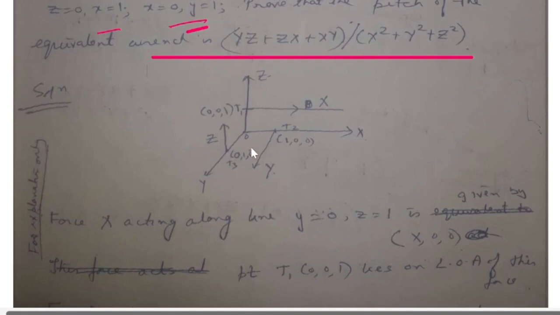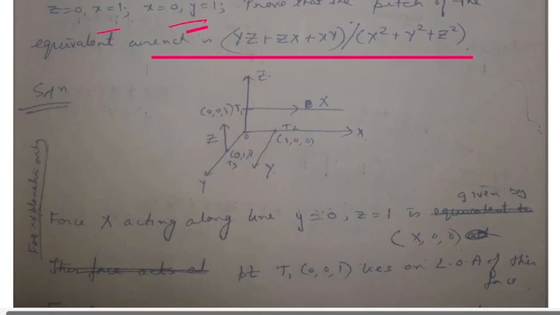And the last one, Z acting at the point x equals 0, y equals 1. So it is definitely on the y axis, and this is the z force. Now one thing you might think: how are we sure these are the three points? I said y equals 0, z equals 1, but I didn't say anything about x. From 3D geometry you already know that with y equals 0 and z equals 1, x is unrestricted. X can be from minus infinity to plus infinity.